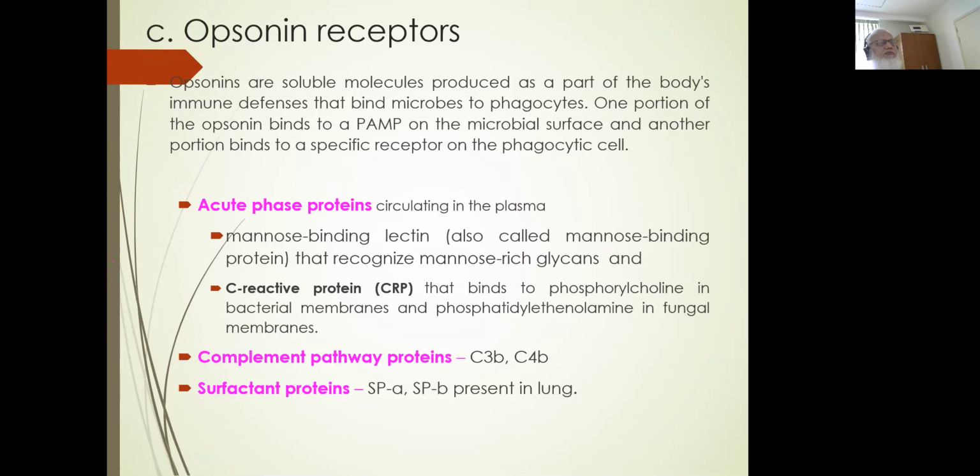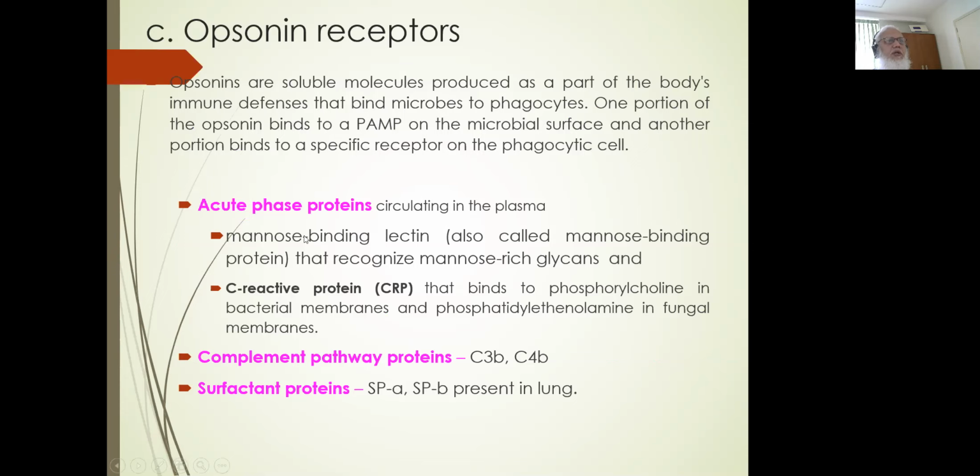Now, opsonin receptors. The name suggests that binding with these receptors will lead to opsonization. Examples where opsonization occurs include acute phase proteins, the complement pathway, and surfactant proteins. Opsonins are soluble molecules produced as a part of the body's immune defense that bind microbes to phagocytes. One portion binds to the pathogen-associated molecular pattern on the microbial surface. Another portion binds with the specific receptor, that is, pattern recognition receptors, which in this case are opsonin receptors.